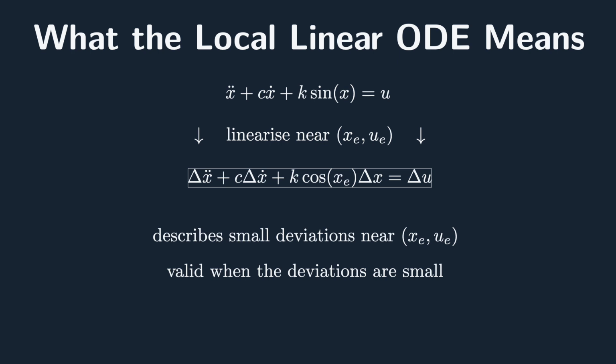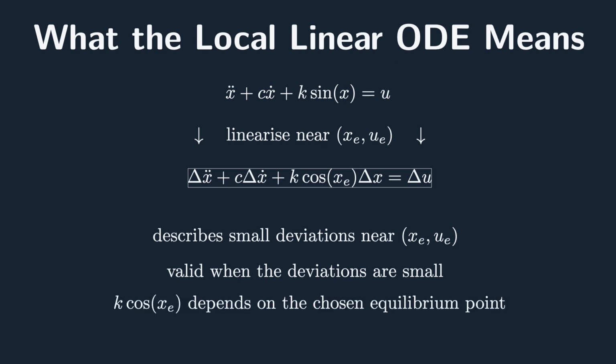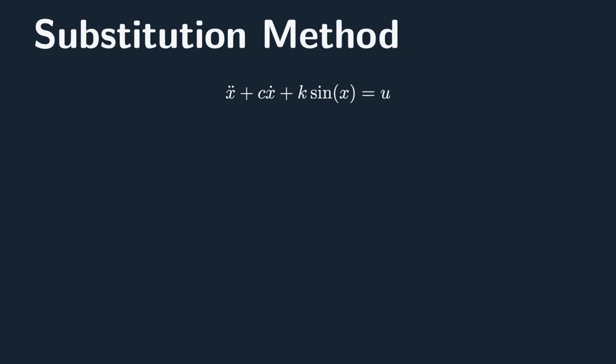Also, notice that the coefficient k cos x sub e depends on the equilibrium point. So, if we choose a different equilibrium point, we may get a different local linear ODE. Another valid way to derive the same local linear equation is the substitution method.